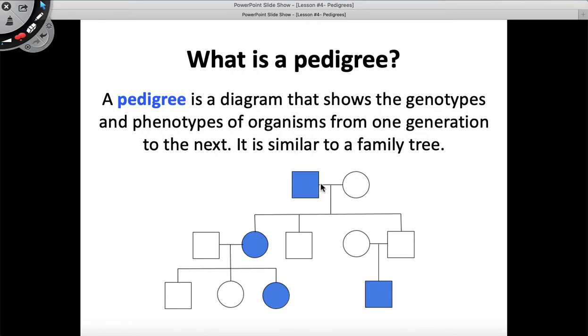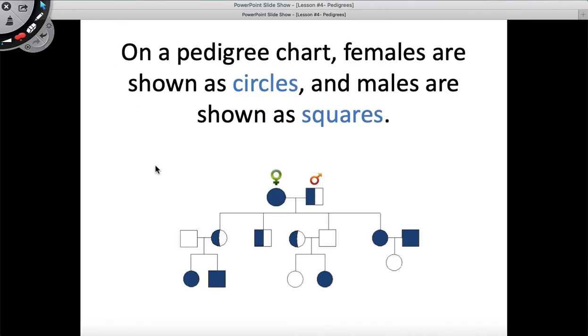So notice here you see some shapes that are representing people. And then you see that some shapes are colored in, and each shape is going to represent a particular genotype or a particular phenotype. So on a pedigree chart, females are shown as circles. So this is the symbol for females. And males are shown as squares.